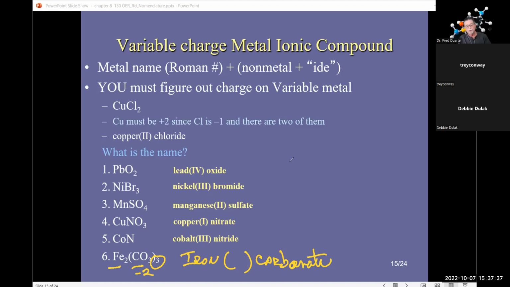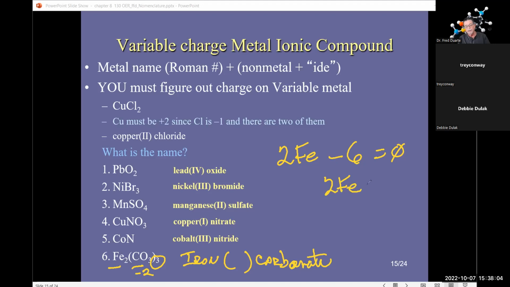There are 2 irons, so I can go 2Fe -6 equals 0. Right? The whole thing equals 0. Again, the -6 comes from the 3 carbonates, which are each -2. The 2 comes from the subscript of iron, telling me there's 2 irons. So now I have an algebraic equation. I can solve for iron.